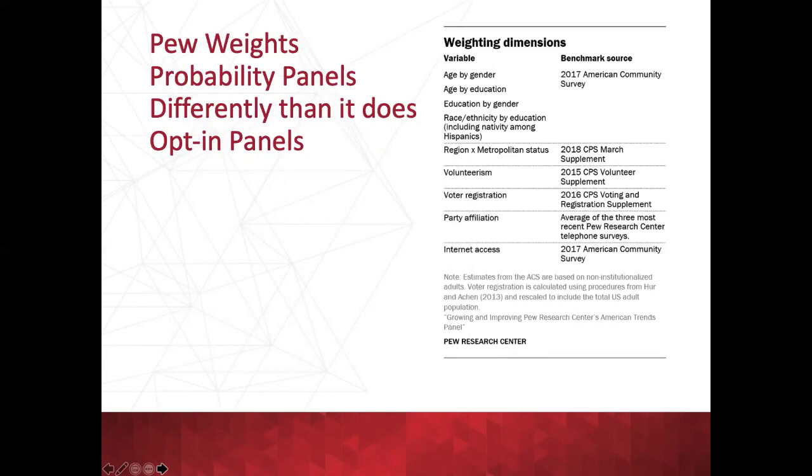They do actually also have a probability panel, which is a panel that they built by, in the US, randomly taking postal data, finding an address, randomly selecting addresses and inviting people to join the panel, inviting them multiple times, and offering them a tablet if they didn't have internet access to take surveys.